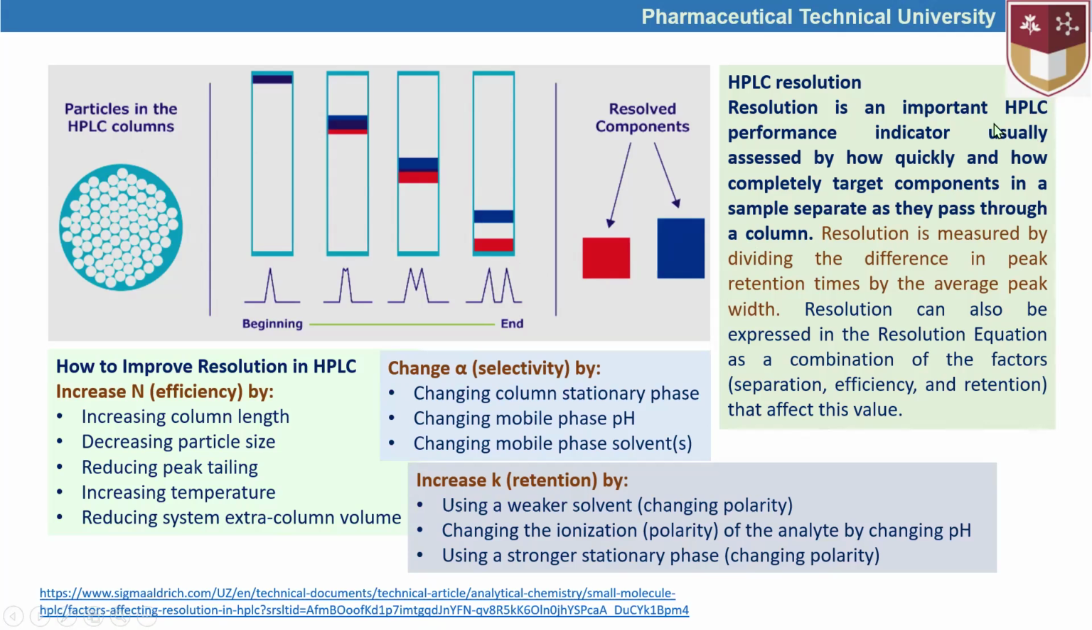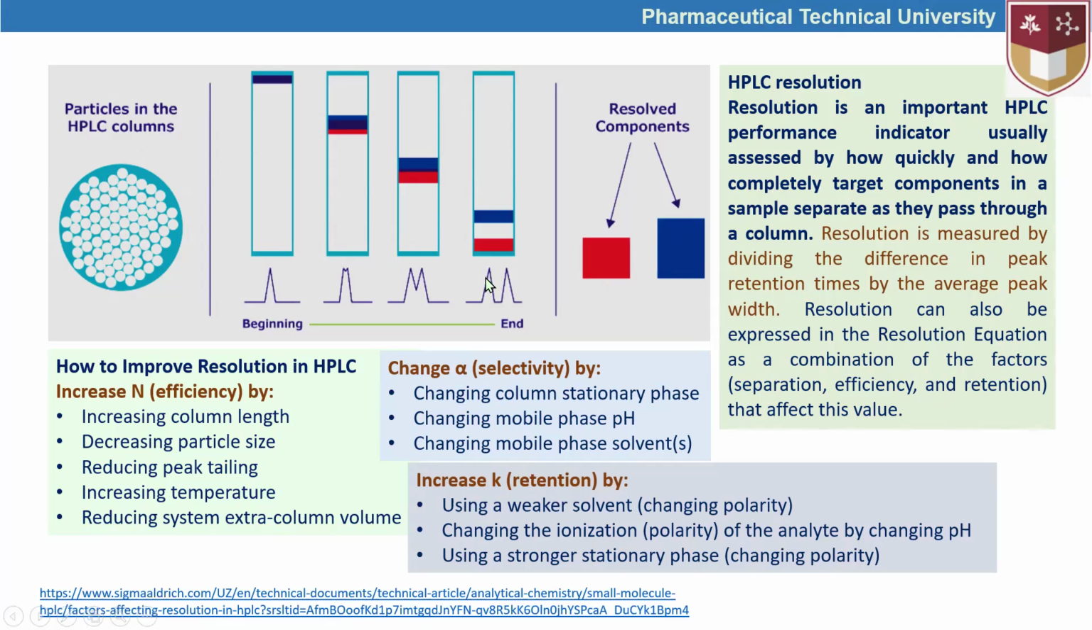Resolution is an important HPLC performance indicator, usually assessed by how quickly and how completely target components in a sample separate as they pass through a column. Resolution is measured by dividing the difference in peak retention times by the average peak width. Resolution can also be expressed in the resolution equation as a combination of the factors separation efficiency and retention that affect this value.